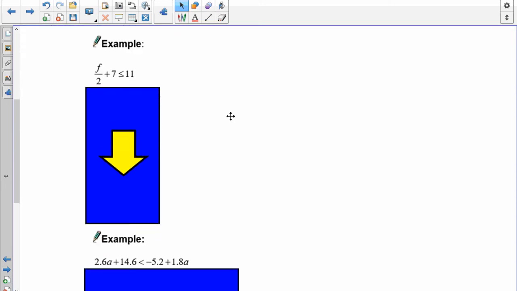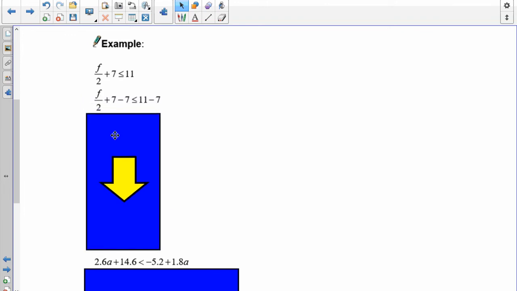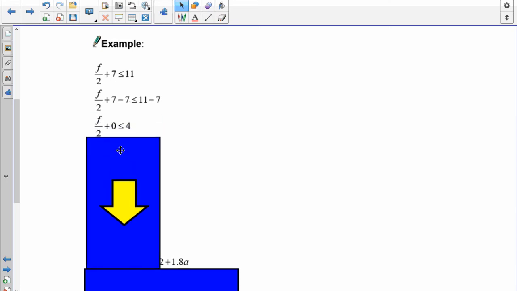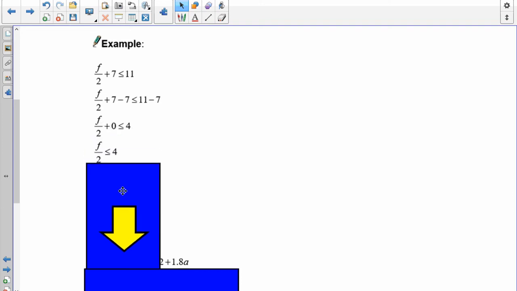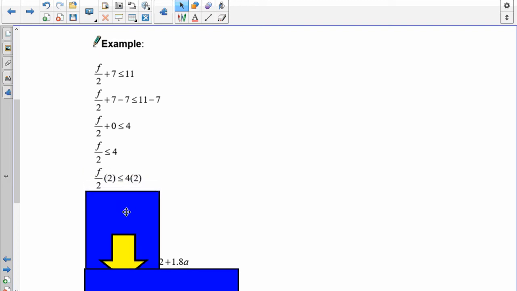Okay, so much for the one-step equations. Why don't you pause the recording and do this two-step inequality, sorry. All right, remember we always get rid of the added or subtracted component first, so I've got to get rid of the plus 7. To undo a plus 7, I have to subtract a 7. 7 take away 7 is 0, and 11 take away 7 is 4. The 0 just goes away, leaving me with f over 2 is less than or equal to 4. Now I'm dividing by 2, so to undo divide by 2, I've got to do the opposite, which is multiply by 2. 2 divided by 2 is 1.